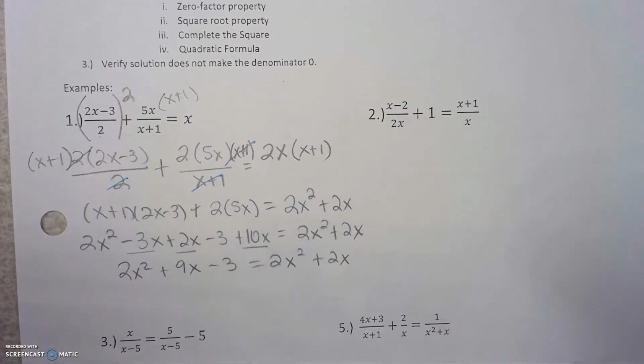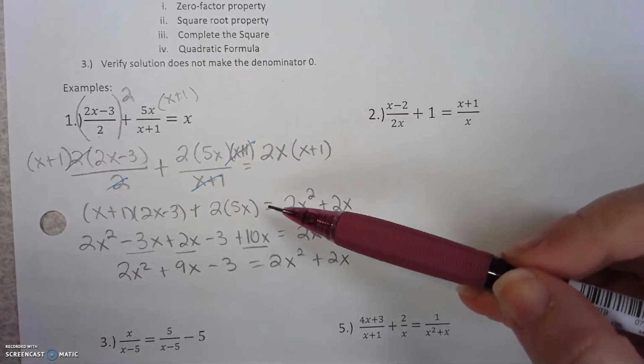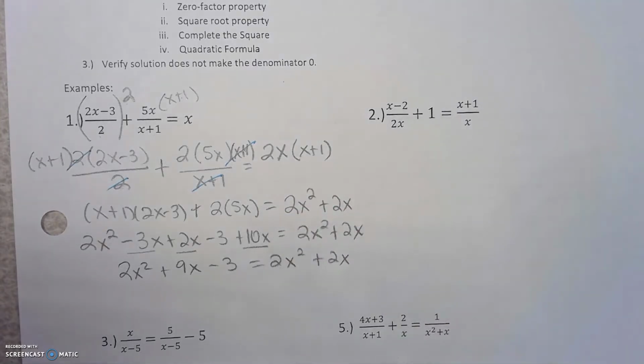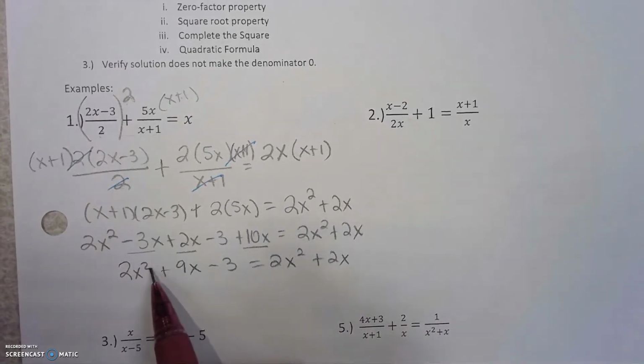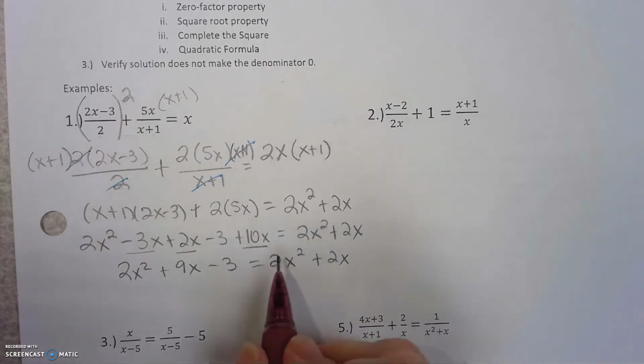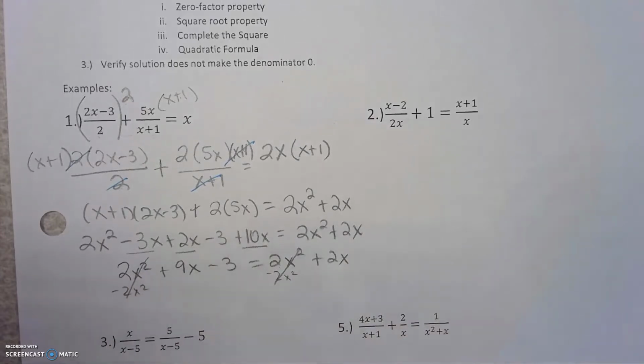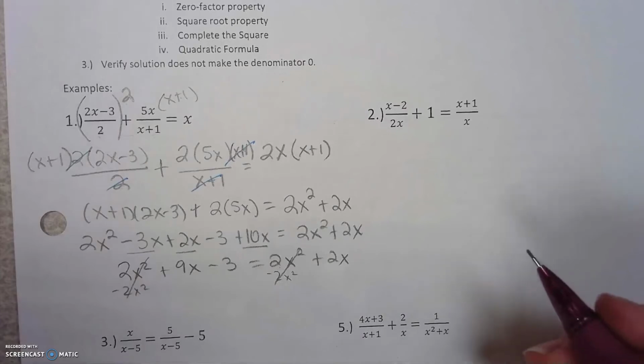Alright, so now I have removed the fractions, I have removed parentheses, and I have combined like terms. Now I want to see what type of equation I have. Well, it looks like it's quadratic because the largest exponent is a 2. But if I take this 2x squared and move it over with this one, notice they cancel each other out. So really, it's not quadratic, it is linear.